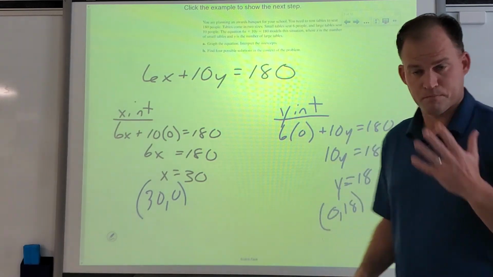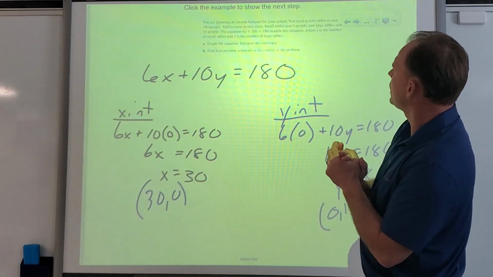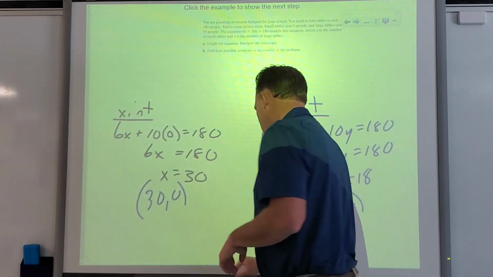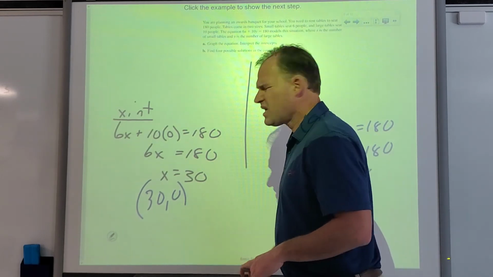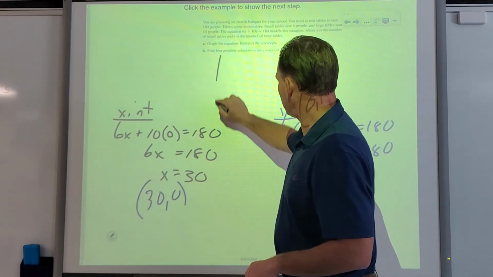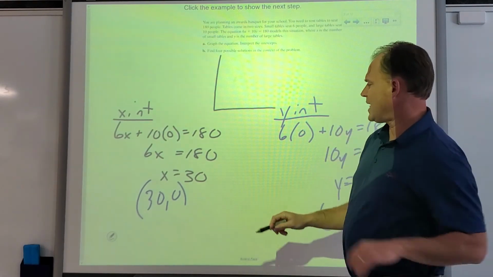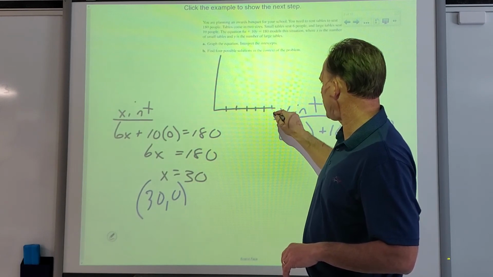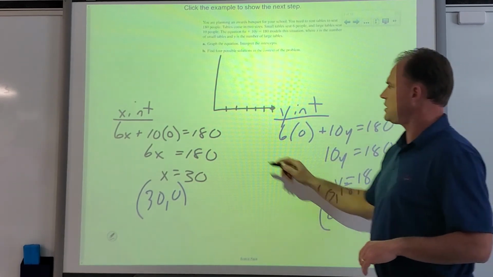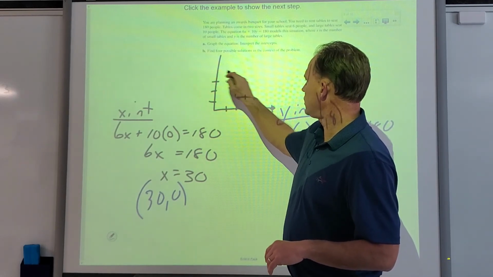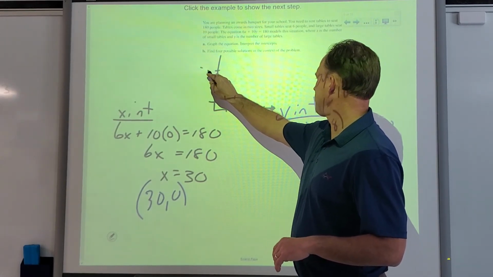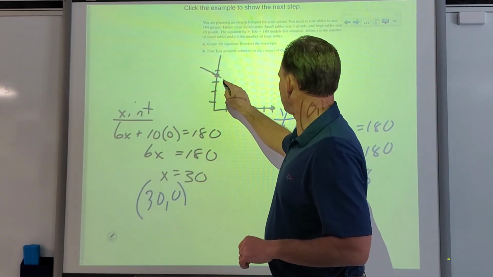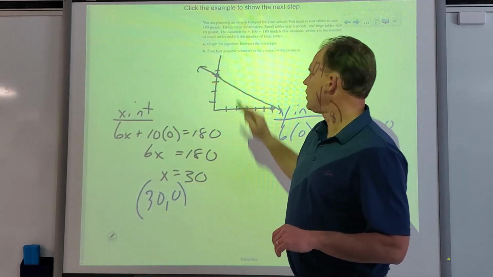So I have my 2 points, all right? Graph the equation. Get rid of this real quick. Give myself a little room here. I don't need the whole graph. I just need the upper right corner. The x-intercept is 30, so let's count by 5s. 5, 10, 15, 20, 25, 30. The y-intercept is 18. 5, 10, 15, 20. So it's about right there. There's my line.